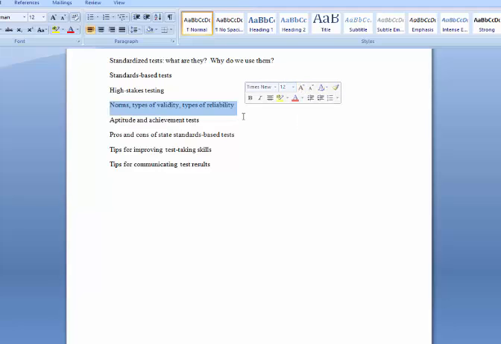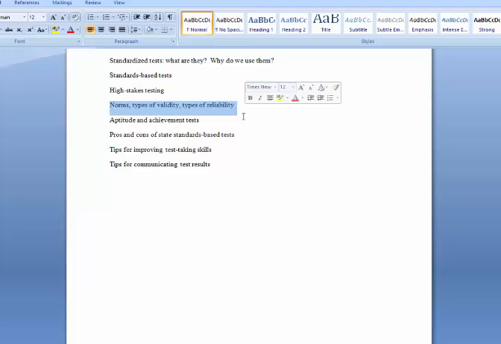On the other hand, reliability refers to consistency. We talked about things like split half reliability, so checking to see if students did about the same on one half of the test as they did on the other half. We talked about test-retest reliability, where you give a test one day, you give the same test to the same students again at another time, and then compare the test scores.